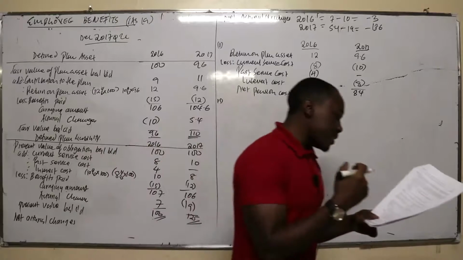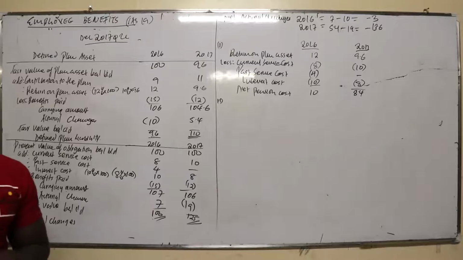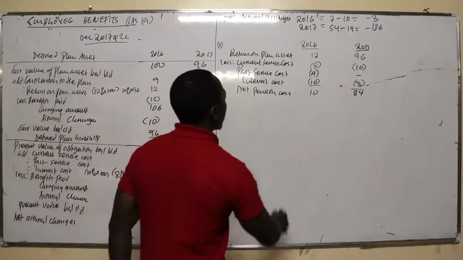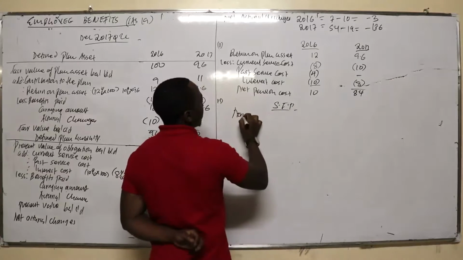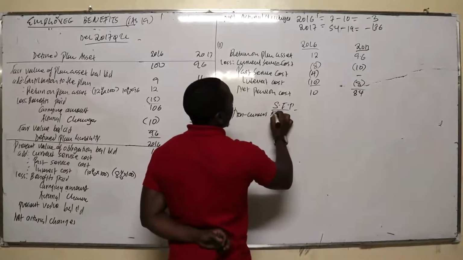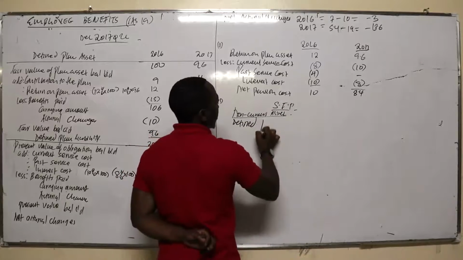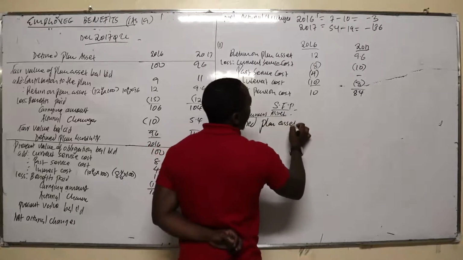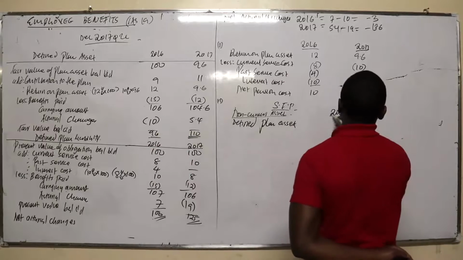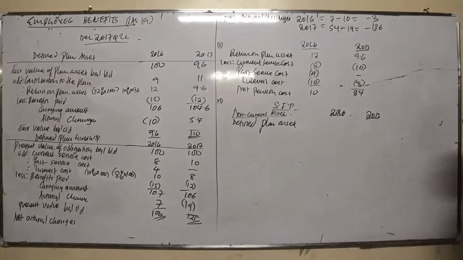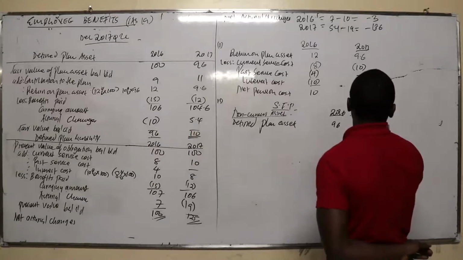Number 3. Balances to be reflected in the statement of financial position. What do we show in the balance sheet? In this case, we'll be having how many items? 3 items. So in the statement of financial position, under the non-current assets, you show defined plan asset. So 2016, 2017. Defined plan asset. So you have 96 and you take the balance carried down.